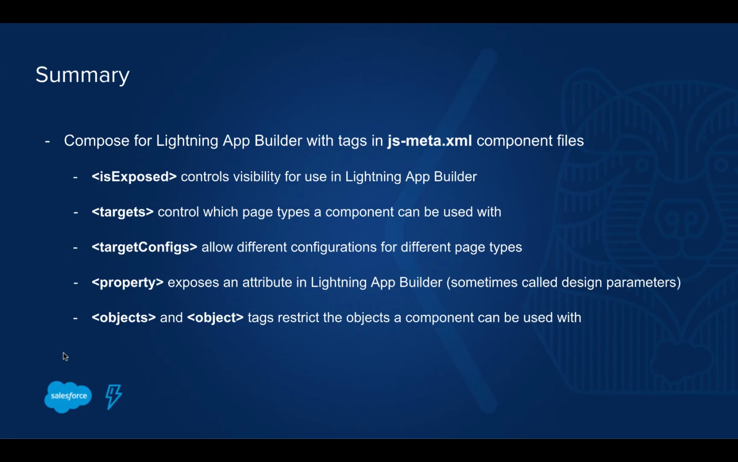Some takeaways from what we just talked about: you can compose for Lightning App Builder by using XML tags in that JS Meta XML file for your component. The isExposed tag controls the visibility of that component at a global level, and the targets and target config tags let you customize what Lightning app pages the component can show up on, and how it's going to behave on those pages. The property and objects details let you expose design time attributes, as well as restrict its use to certain objects in your org.